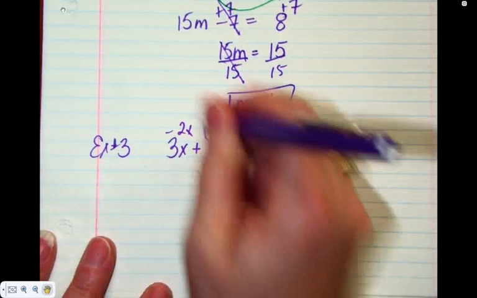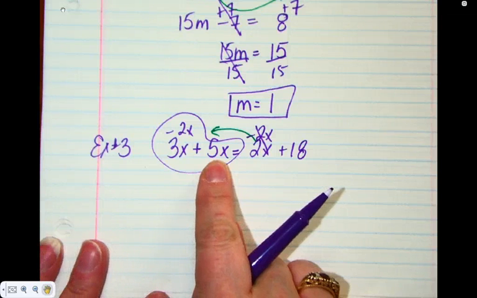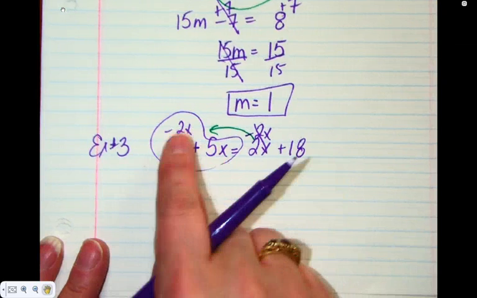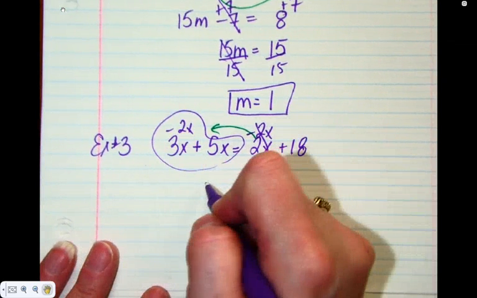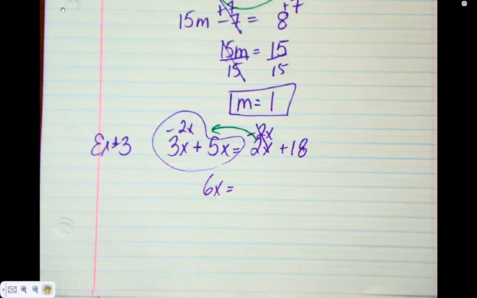Now this side, all of these are like terms, so I can add them all together. So 3x plus 5x, 8x, and then I have my minus 2x gives us 6x. That's why we did unit 2. It's why we did collecting like terms, is actually to solve equations.